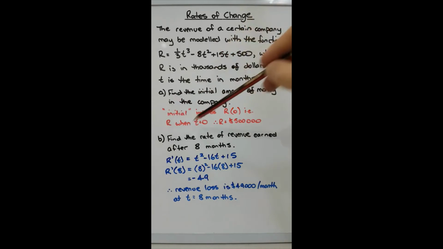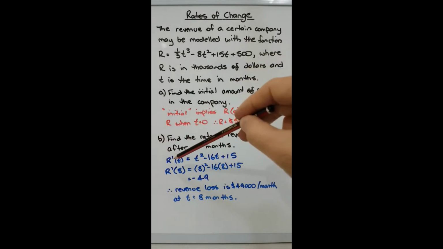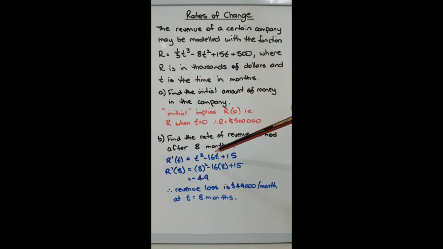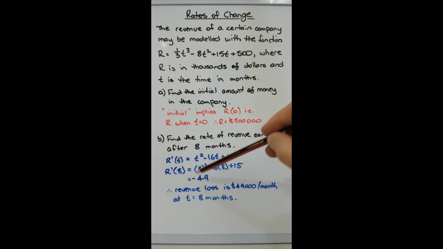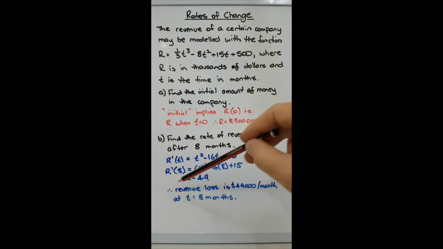Part B, find the rate of revenue earned after 8 months. Now this implies the instantaneous rate of change of revenue at t equals 8 months. So we need the first derivative, so r dash of t is equal to t squared minus 16t plus 15. Substituting 8 into the gradient function, we end up with r dash of 8 is equal to negative 49. So therefore, the revenue loss, since it's a negative number, is $49,000 per month at t equals 8 months.